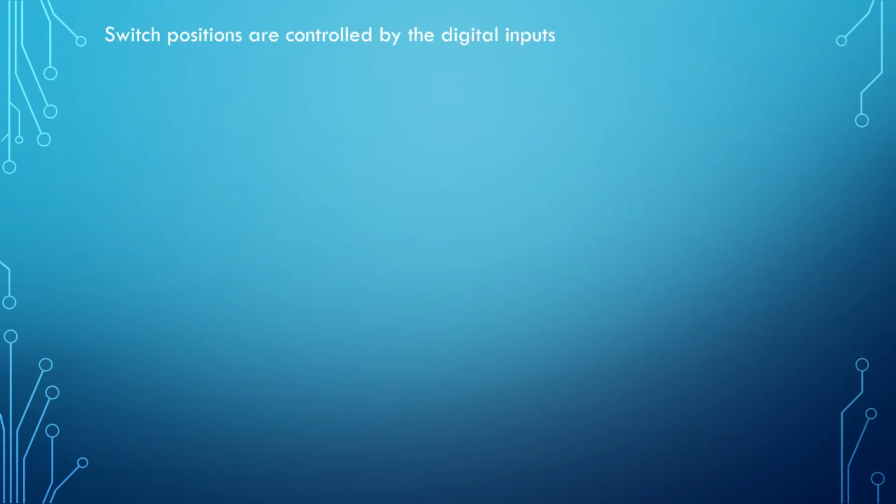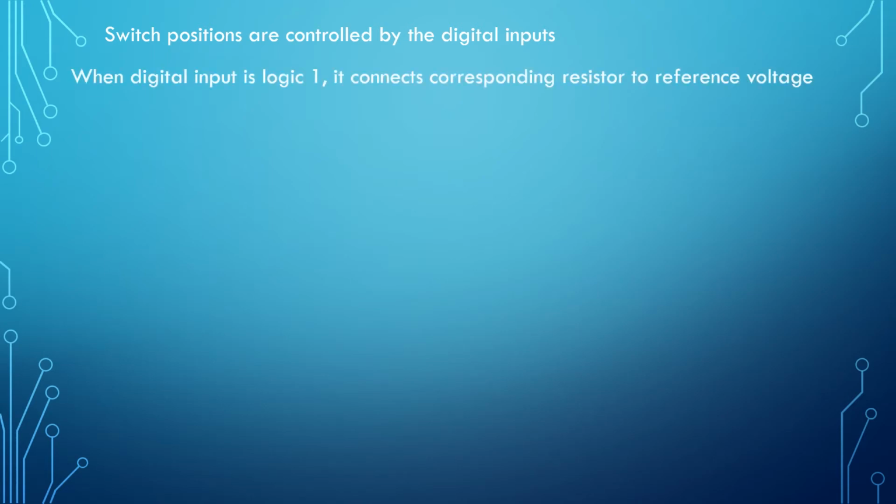The switch positions are controlled by the digital inputs, as we have seen there. So if the digital input is equal to 1, the switch is closed, and these switches are nothing but FET switches, the field effect transistor switches, or MOS controlled switches, MOSFETs can be used. When the digital input is logic 1, it connects the corresponding resistor to the reference voltage, and for an on switch there is a current flowing through it. Therefore I is equal to V reference divided by the resistance, and for the off switch I is equal to 0. There is no current flowing.